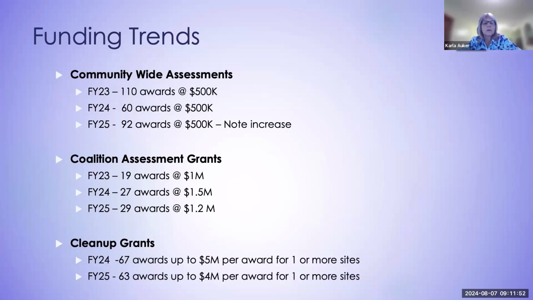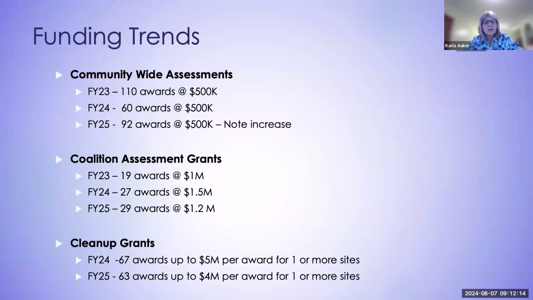And with the coalition assessment grants, because you have one experienced lead coalition member and 2 to 4 non-lead coalition members that are usually lower capacity, lower experience, we were trying to get more money out to those low capacity communities.